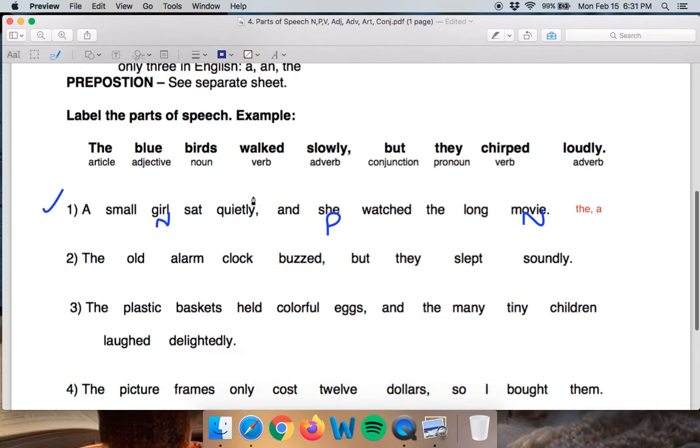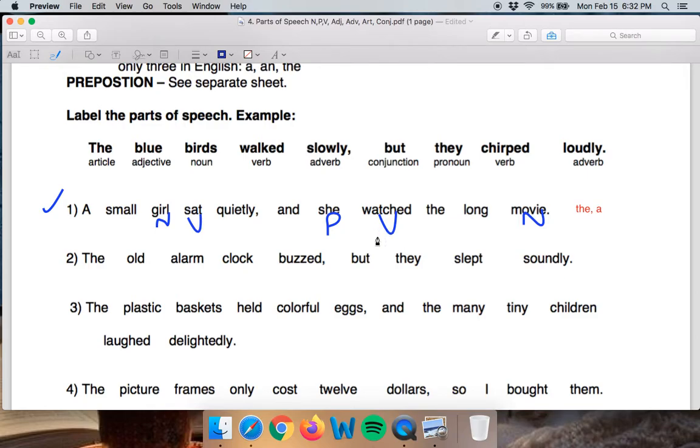Okay, so let's look for verbs, sorry. Okay, so the easiest way to find a verb is first to find a noun and then ask ourselves, is the noun doing something? Did this girl do something in this sentence? She did, didn't she? She sat. So sat is a verb. Okay, and what did she do? Did this pronoun do something? She what? She watched. So watch is a verb in this sentence, right? Did the movie do something in the sentence? The movie what? No. So movie is a noun, but there's no verb that goes with it, right? So we found the nouns and pronouns and verbs here, right?